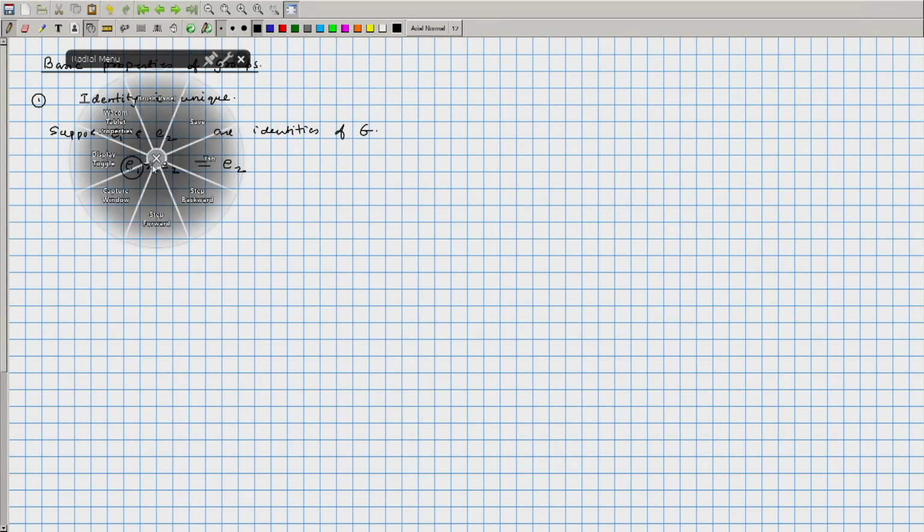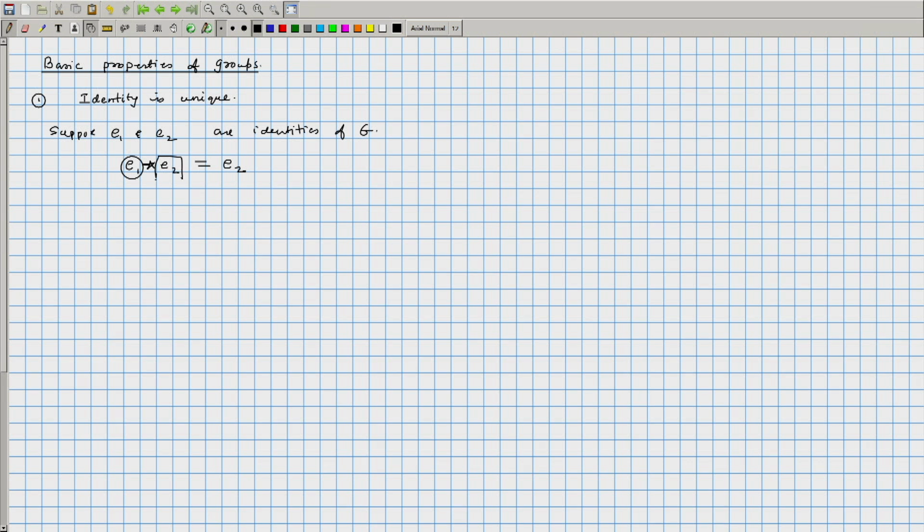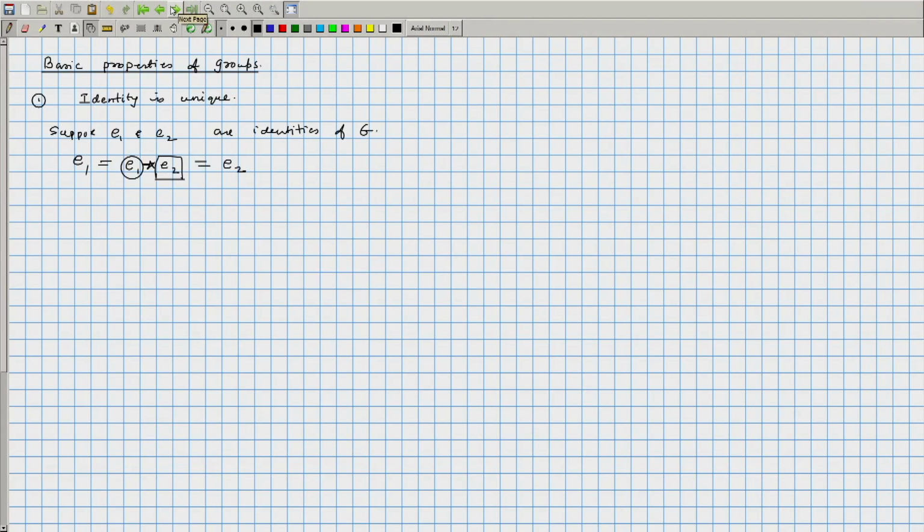Also, because E2 is an identity, we can say that E1 combined with E2 should leave E1 unchanged. So, this should be equal to E1, and therefore, E1 is equal to E2. So, there is a unique identity. The next property is that the inverses are also unique.